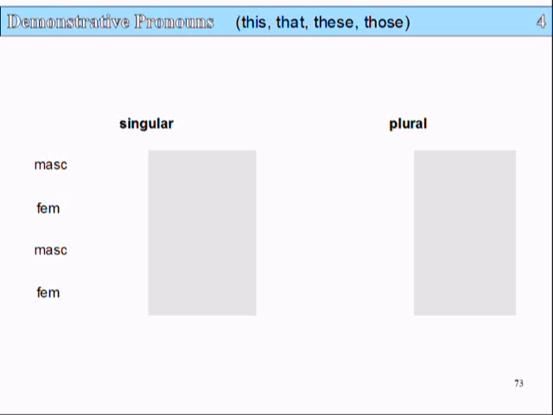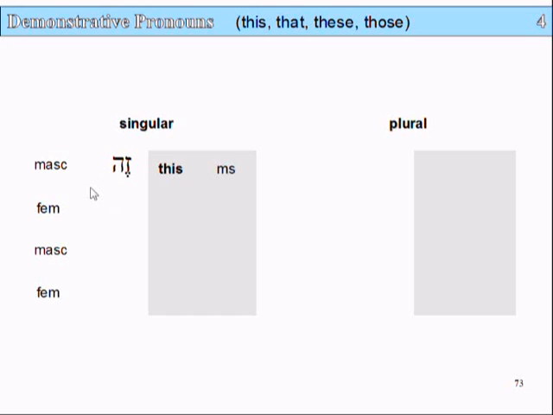So the first one is the word zay. Zayin Aleph. Sorry, Zayin Hey. Zay. And that means this, zay. And it's used when it's a masculine thing. So when you're pointing to something and you're saying, look at this, you say zay, this. Look at zay. Look at this. And it's a masculine thing you'll be looking at.